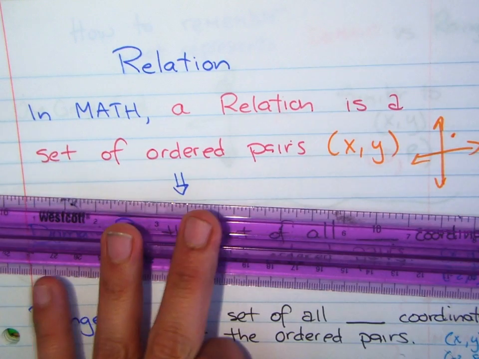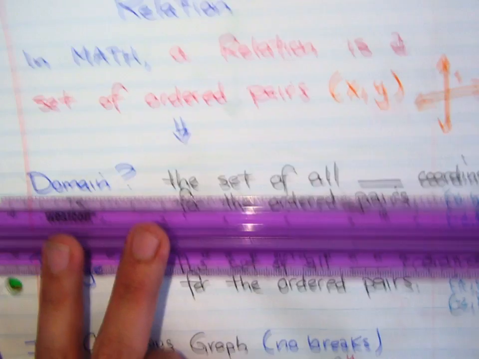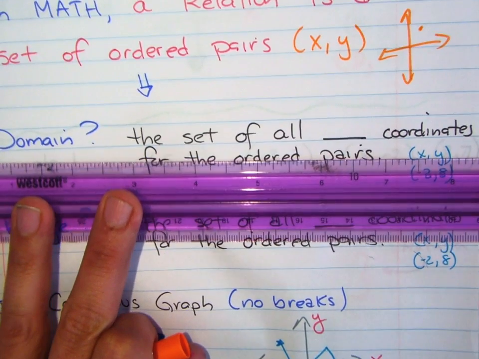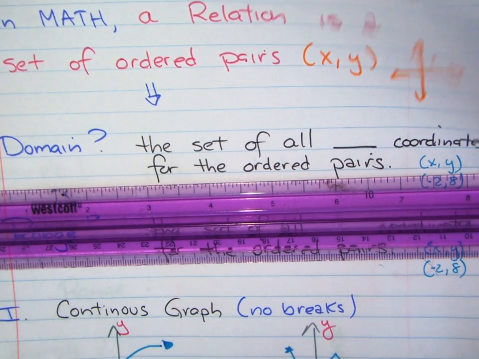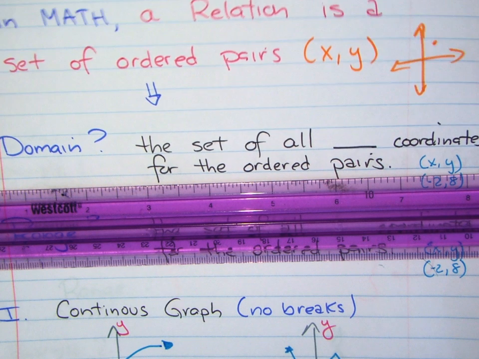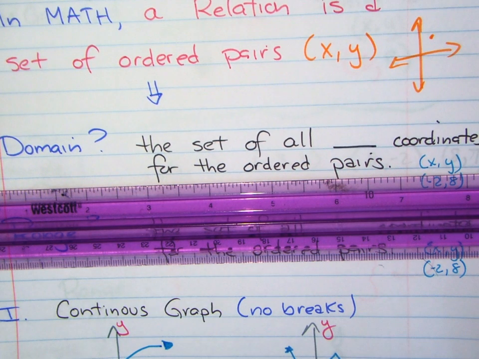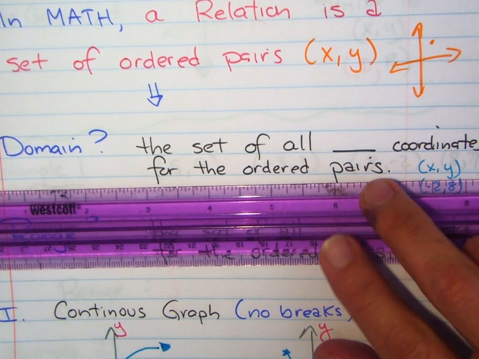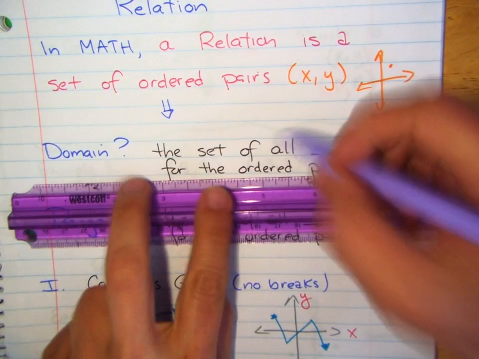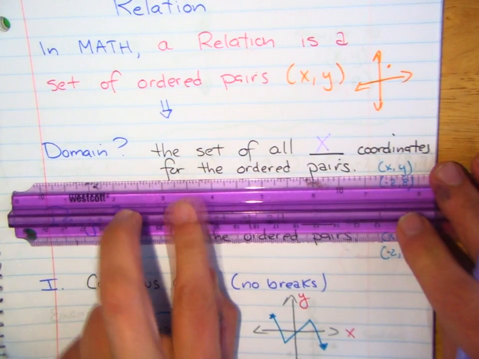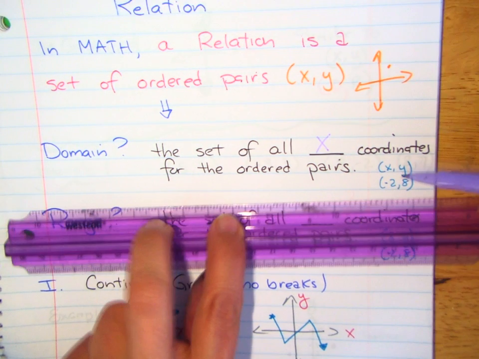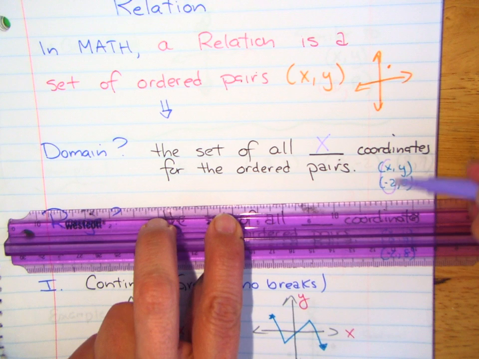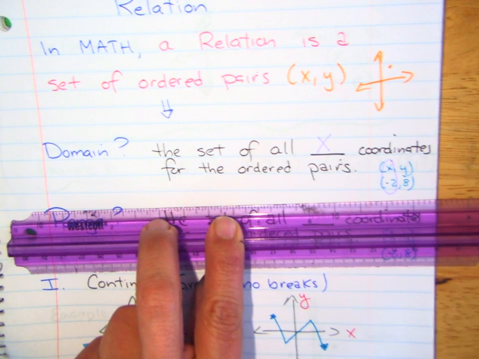Now, they're going to ask you for the domain. What is the domain? If you ever saw the movie Stand and Deliver, the domain, this is my domain, this is my area. In math, a domain is the set of all x coordinates for the ordered pairs. So only the x. Right here you have x, y. Only the x, that's your domain. Cool?